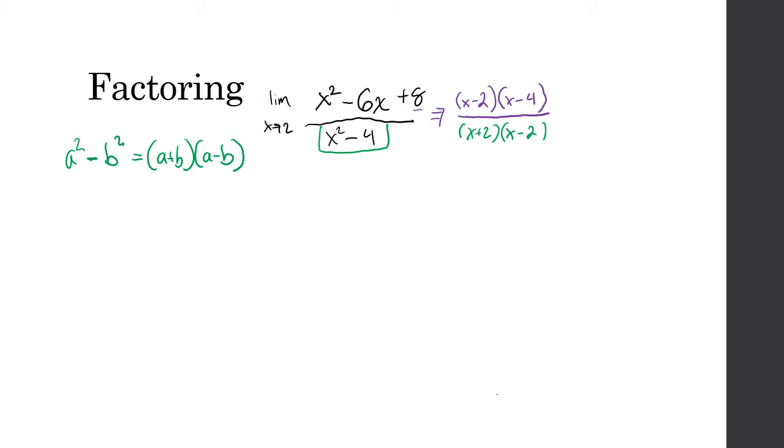If we step back and look at our equation here, we can do some canceling because all things up top are multiplied together, all things below are multiplied together. This x minus 2 is essentially 1. And we're left with x minus 4 divided by x plus 2.